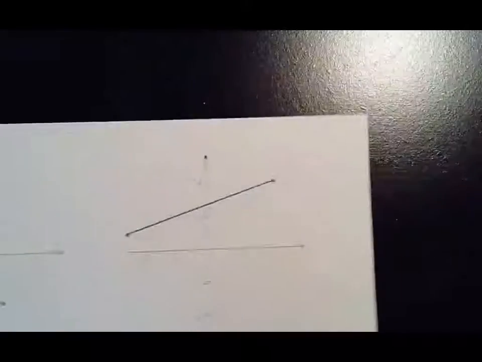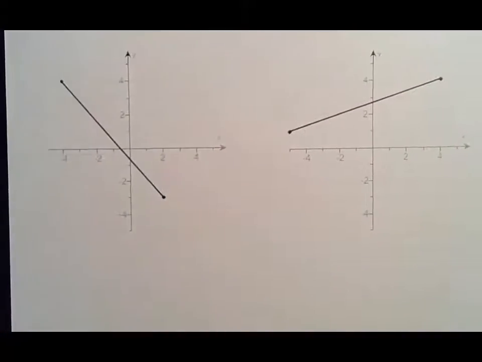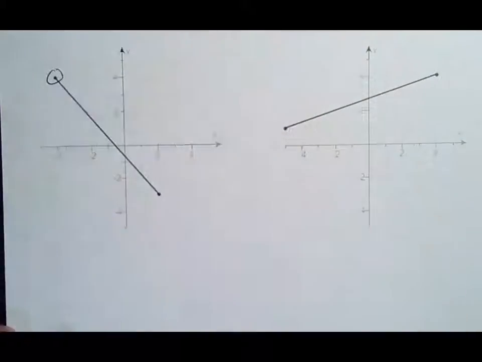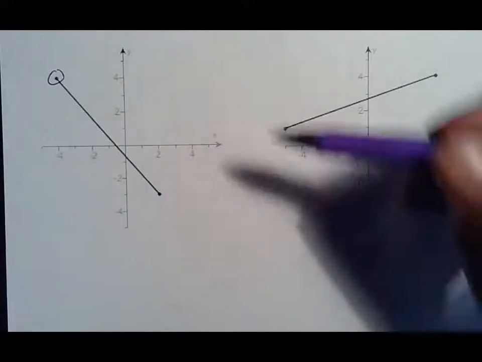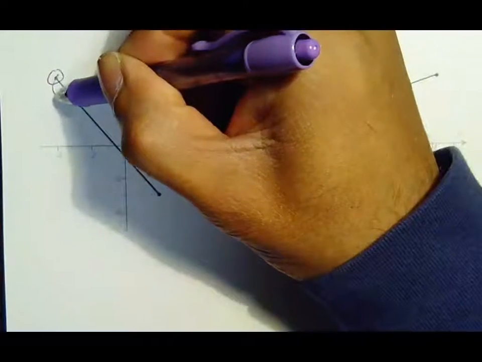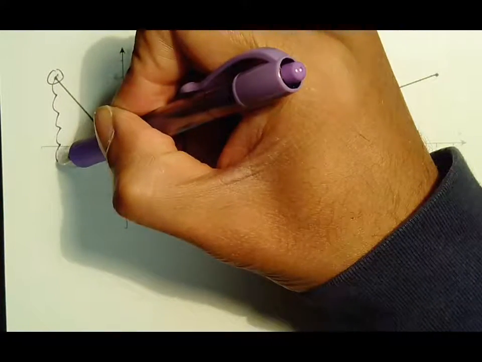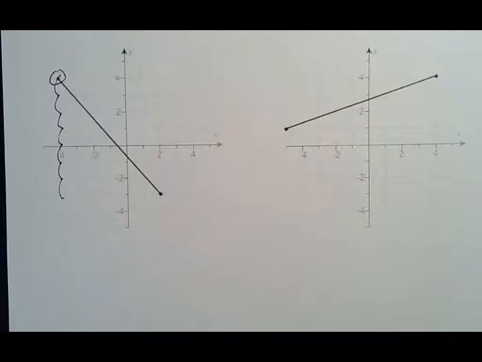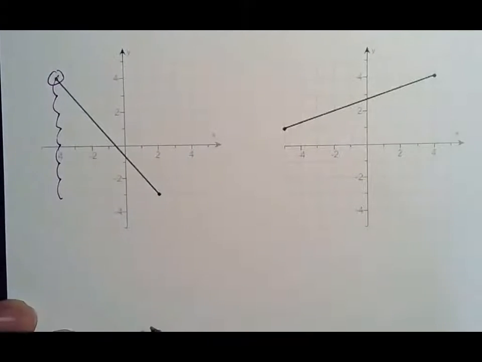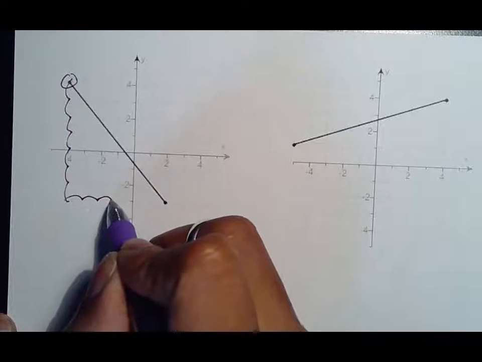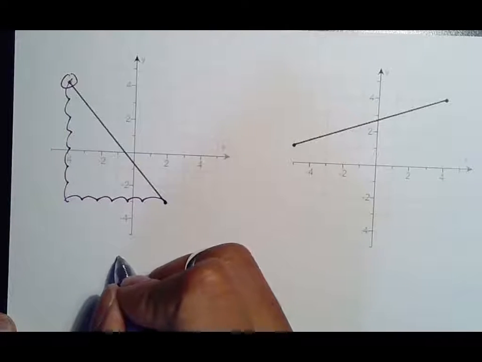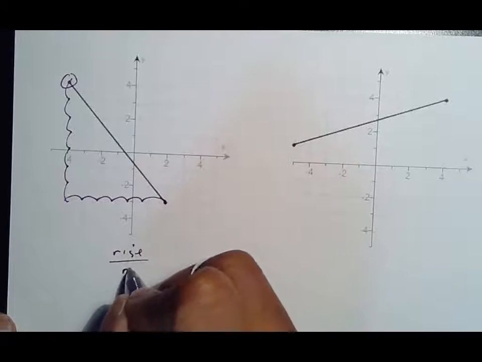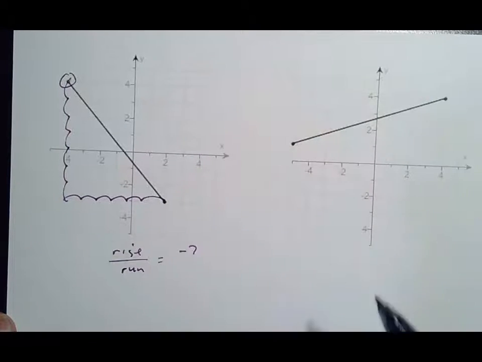So looking at this, you will always start from the left. And from there, you'll count your rise. So my rise is 1, 2, 3, 4, 5, 6, 7 down. Again, always start from the left and go up or down to get to the second point. I went 7 down, then I go 1, 2, 3, 4, 5, 6, which means that my rise over run is -7 over 6, and that would be my slope of that line.